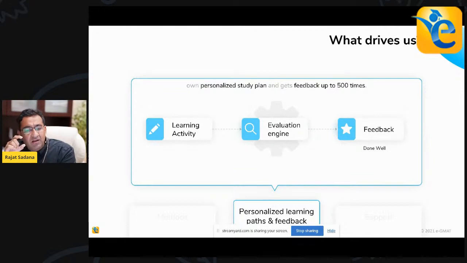And what that does is, when you think about success on the GMAT, it is an outcome of you building up various nuggets together. And when each of those nuggets comes in together, success is more or less a given. If those nuggets don't come through together, then failure is more or less a given. So that evaluation engine, that feedback 500 times, is really essential to building that success.